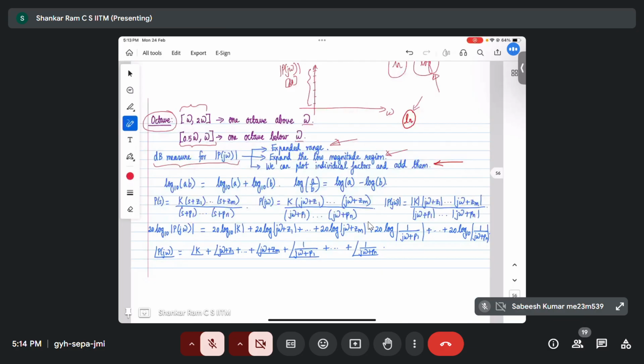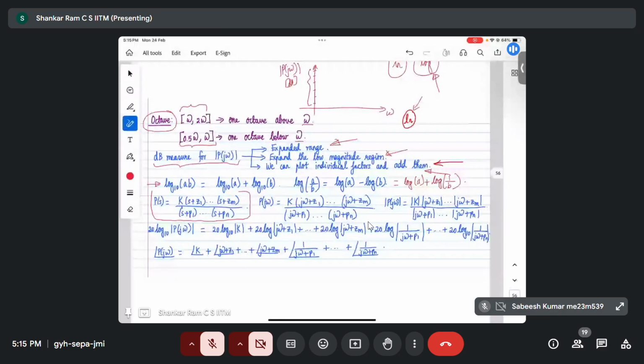So I can write log of a by b as log of a minus log of b, or I can also write it as log of a plus log of 1 by b, because I can write a by b as a multiplied by 1 by b, right? So both formulae are correct. Now, why is this useful? Now we can come to control, right?